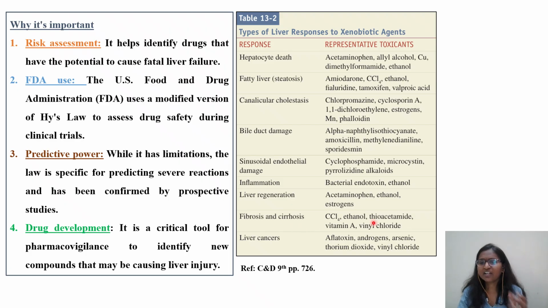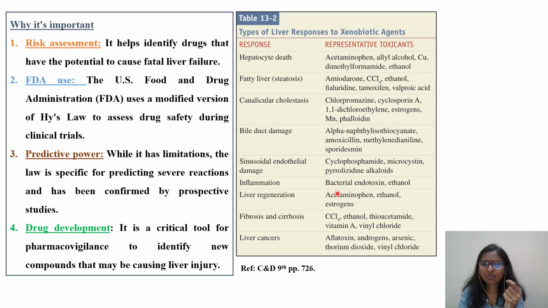Fibrosis and cirrhosis: again alcohol, carbon tetrachloride, thioacetamide, vitamin A. You have to remember that excess vitamin A causes fibrosis and cirrhosis of the liver. Vinyl chloride, which is used in the rubber industry and is a major part of plastic material, may also be used as a solvent. Coming to liver cancers, we have aflatoxins, androgen, arsenic. The metal which is causing liver cancer is arsenic, along with thorium dioxide and vinyl chloride. So vinyl chloride is causing fibrosis and cirrhosis as well as liver cancer. Metal arsenic, liver cancer.